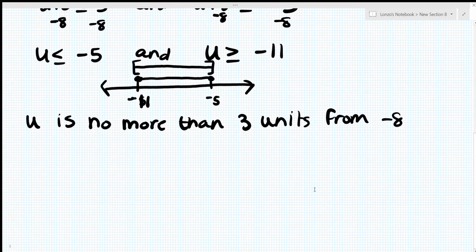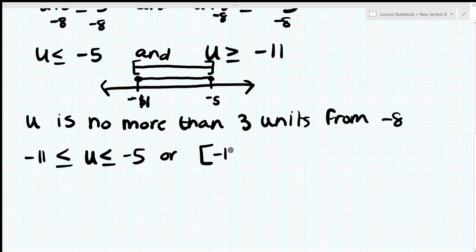Now let's put it in notation form. So how do you write this in notation form? Remember, it's going to be u is less than or equal to negative 5, and u is greater than or equal to negative 11, right? So u is less than or equal to negative 5, and then remember this part always flips, so it's like saying u is greater than or equal to negative 11. So that's how you write it, and in interval notation it would be from bracket negative 11 to negative 5. Good. So that's how you do this problem.